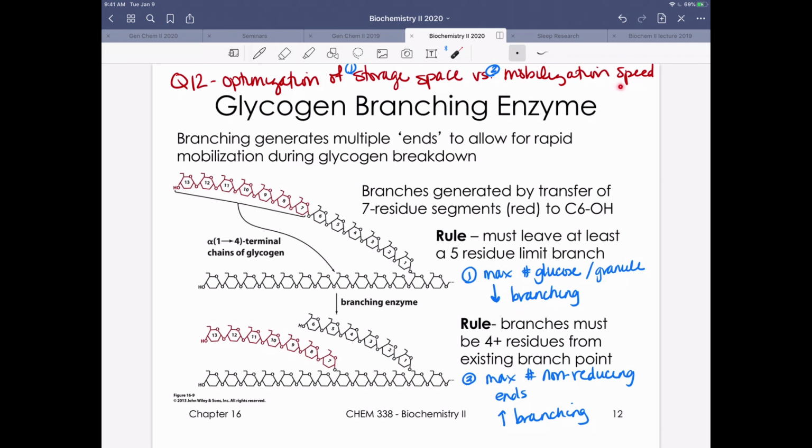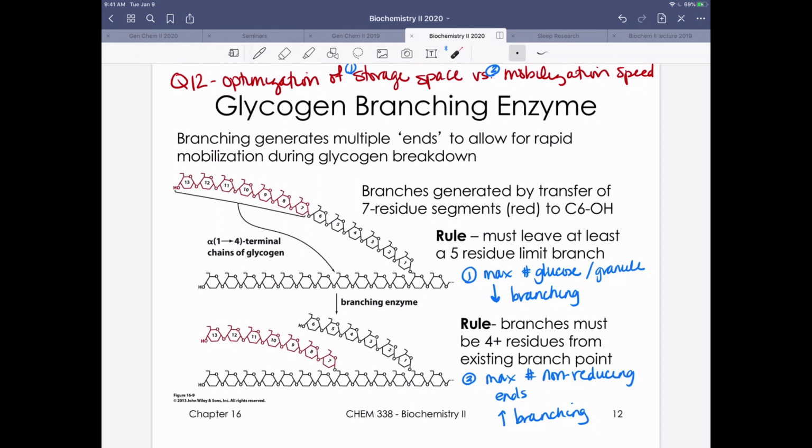However, if we think about the other component here, that we want to be able to have the maximum mobilization speed when we need to get at the glucose that's in this glycogen particle, that would tell us that we want to have lots of branching because we want to maximize the number of non-reducing ends. So what we see here is we have these 2 things which are both important but mutually exclusive in terms of how much branching you want to have.